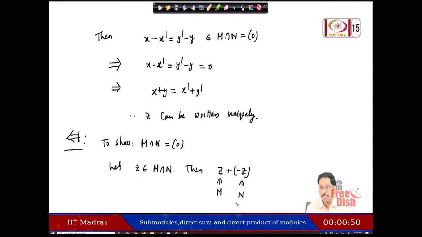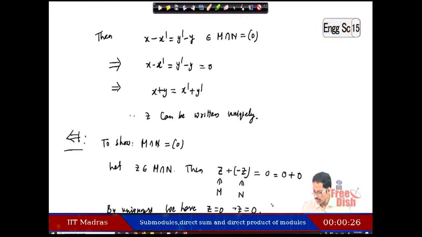Therefore, if we take the sum, then this is 0, we know Z plus minus Z is 0. So, the 0 we can write as 0 plus 0. Okay. By uniqueness of the sum, we have Z equal to 0 and minus Z is also equal to 0. So, that is Z equal to 0, but Z is an arbitrary element. So, therefore, M intersection N has to be 0.